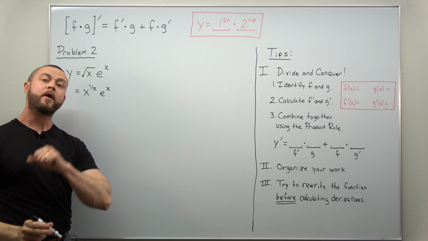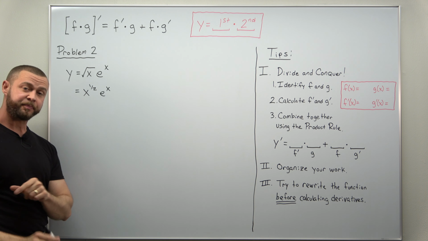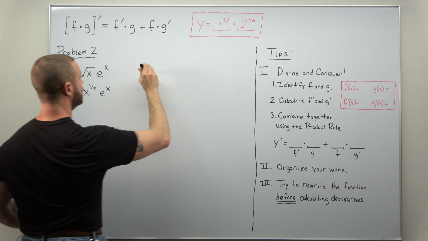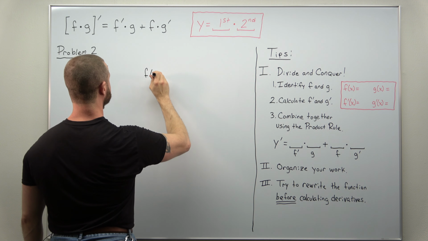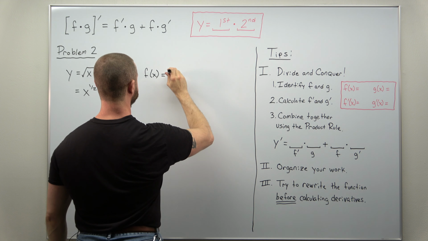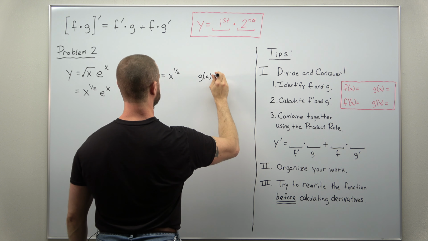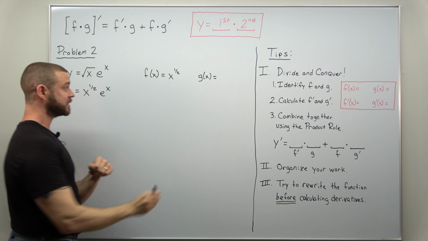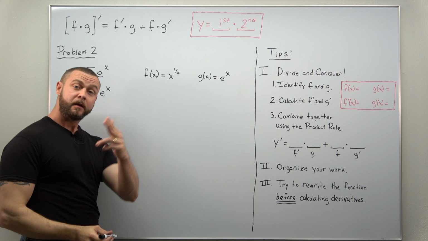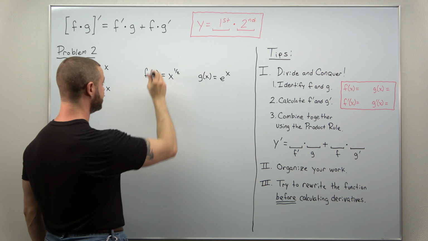And from there, we're able to apply the power rule to differentiate x to the 1/2. Now we're still going to go through divide and conquer, so let's be consistent. Let me write down f of x, which is going to be x to the 1/2, and g of x is again e to the x. All right, the derivatives here, again, are very simple. Power rule, and the derivative of e to the x is itself.